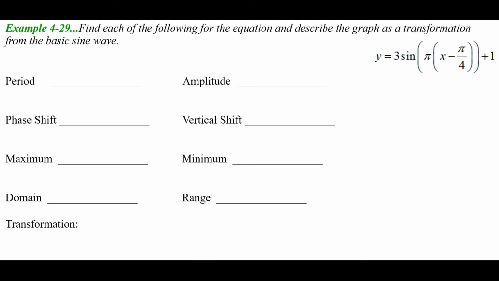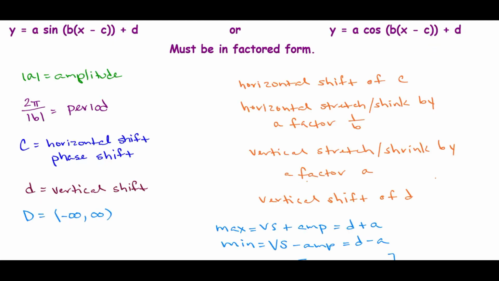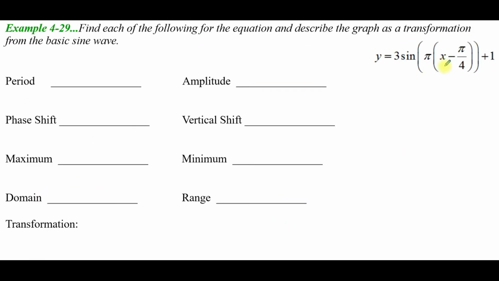All right, so if we look at an example here, remember that back here, it said this must be in factored form, so when we look at the x value, it needs to be in the smallest parentheses. It needs to not have a coefficient in front of it. So if we look at this one, in the smallest parentheses, x does not have a coefficient in front of it, so this is in factored form.